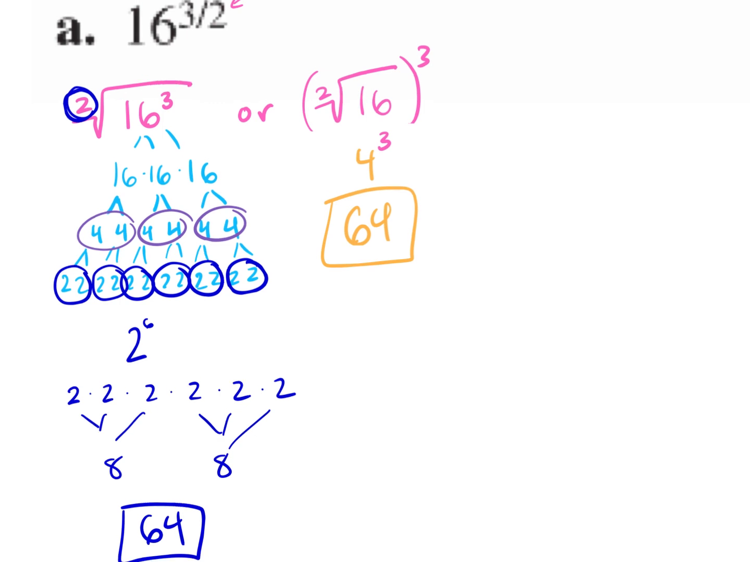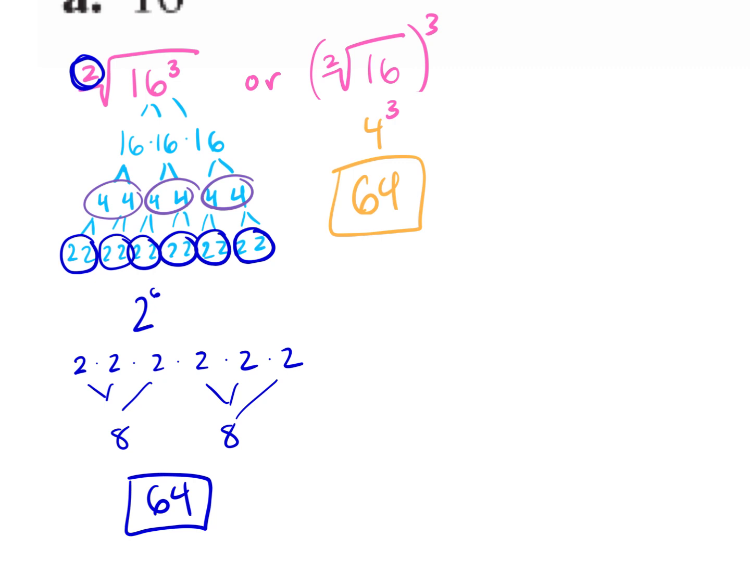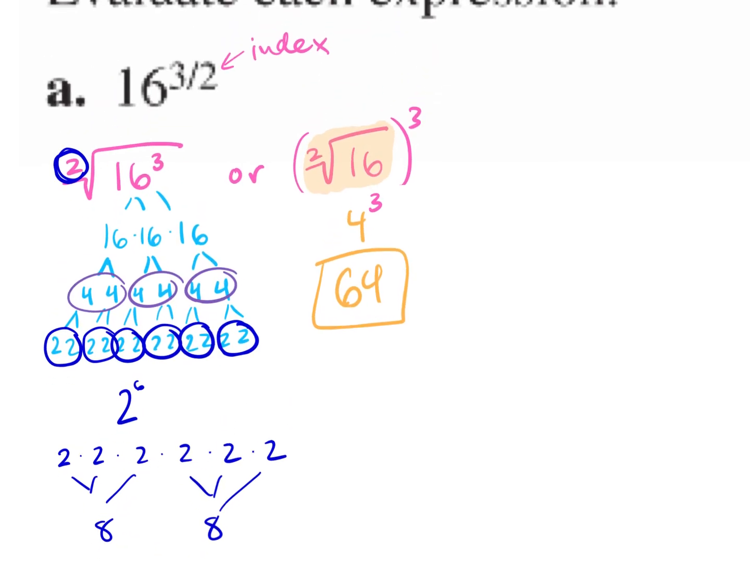Which is the same thing. So this is a lot less work, especially when you know what the inside part is. If you can simplify this to a whole number, I would say this way is the way to go. Just cube it at the end. It's going to be a lot less work. So if you can simplify the inside part, just cube it at the end. So we're going to do them this way for now.